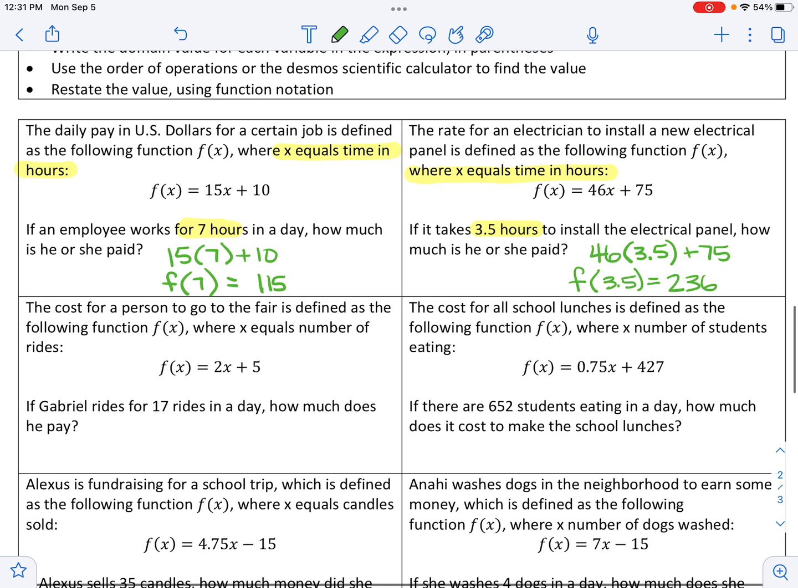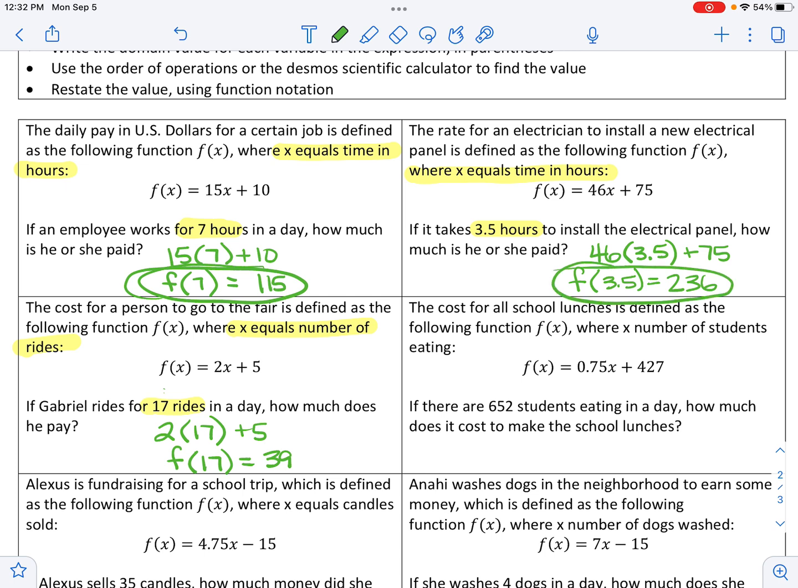And one more. So I'm reading the problem where X is equal to the number of rides, and Gabriel is going to ride 17 rides in the day. So it becomes 2 parentheses 17 plus 5. You plug the 17 in for your f of x, so f of 17 is equal to, you're going to use Desmos, you're going to put 2 parentheses 17 plus 35 is equal to 39.